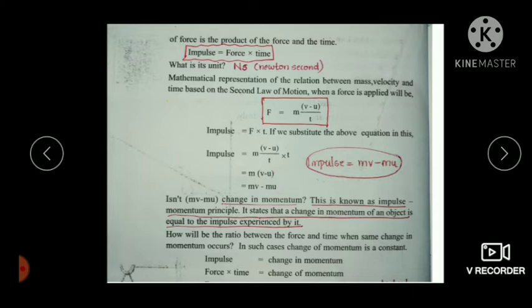So what is m into (v minus u)? Yes, that is mv minus mu. So what is mv? Mass into final velocity. Mass into final velocity means final momentum, minus initial momentum. Final momentum minus initial momentum is known as change in momentum. So impulse is equal to change in momentum. So using the second law of motion, we can say impulse is equal to change in momentum.